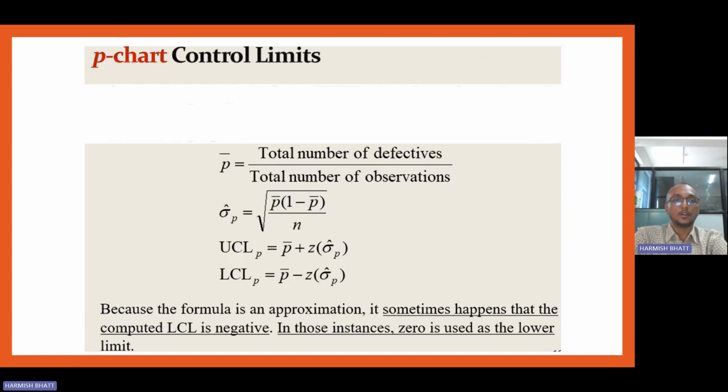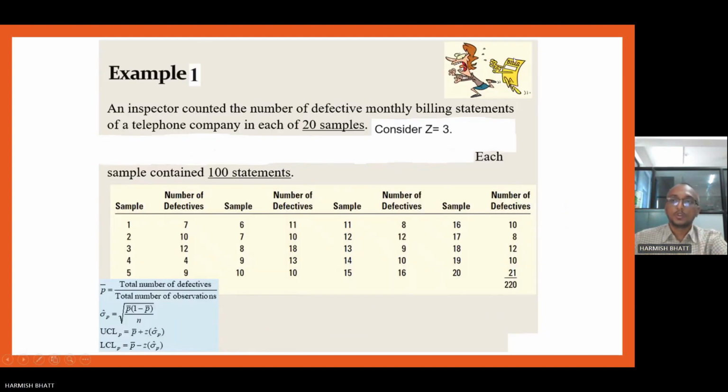Now let us go for an example to prepare the P chart. Here, the example has been given to you, in which you are told that an inspector counted the number of defective monthly billing statements for a telephone company in each of 20 samples.